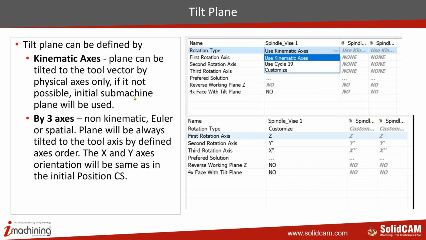Firstly, SolidCAM always supported kinematic axis rotation, so a plane is defined by the machine kinematic. If the machine has 2 axes of rotation, like a regular 5-axis machine, you will get only the possible solutions for the 2 axes you have. But in addition, you can define any type of tilt plane by order of axes. So let's start with 3 axes of rotation.